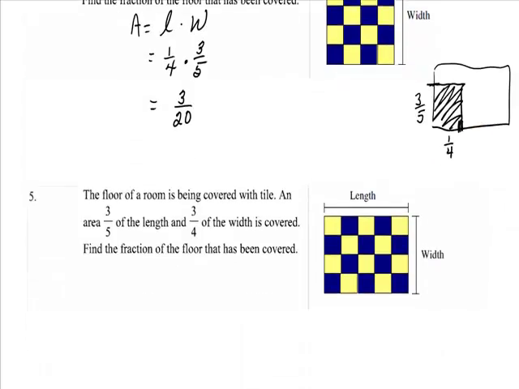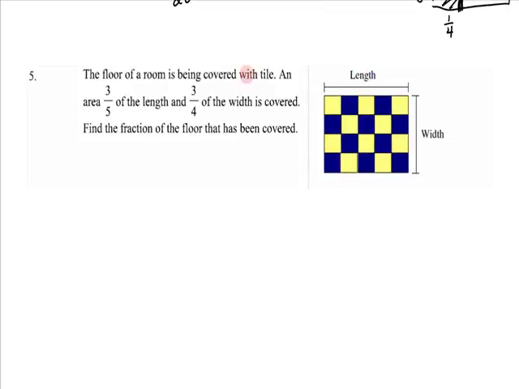All right, we're going to do the same thing here. The floor of a room is being covered with tile. An area 3/5 of the length and 3/4 of the width is covered. Find the fraction that has been covered. How much has been done? Well, area is length times width. It is 3/5 of the length times 3/4 of the width. I multiply 3 times 3 for 9, and 5 times 4 for 20. So these are just a few examples of when we multiply to solve an application problem.